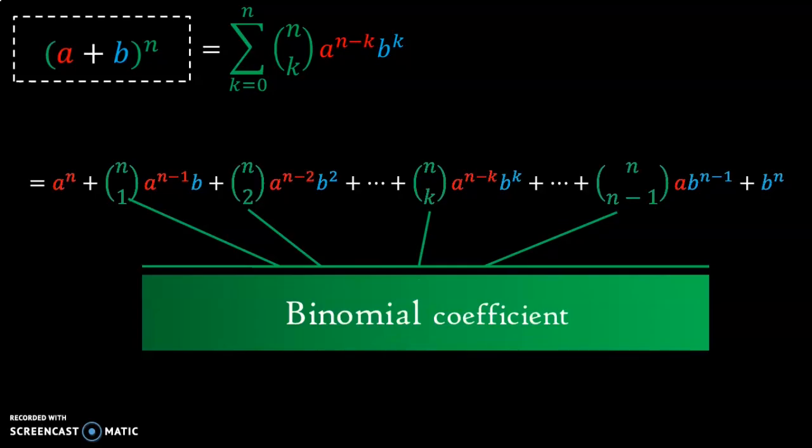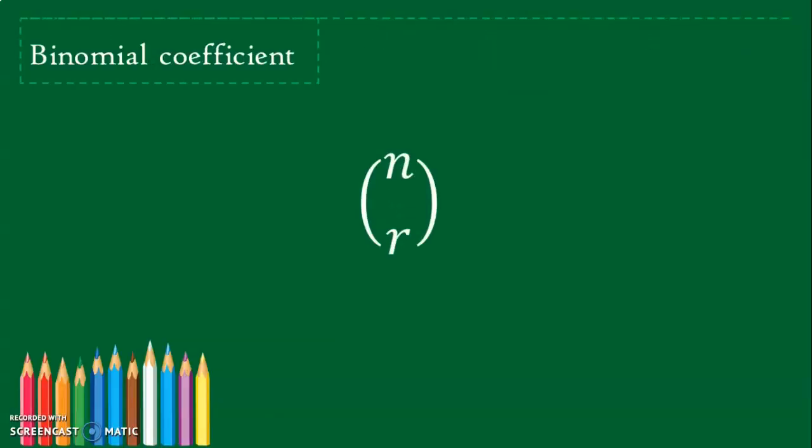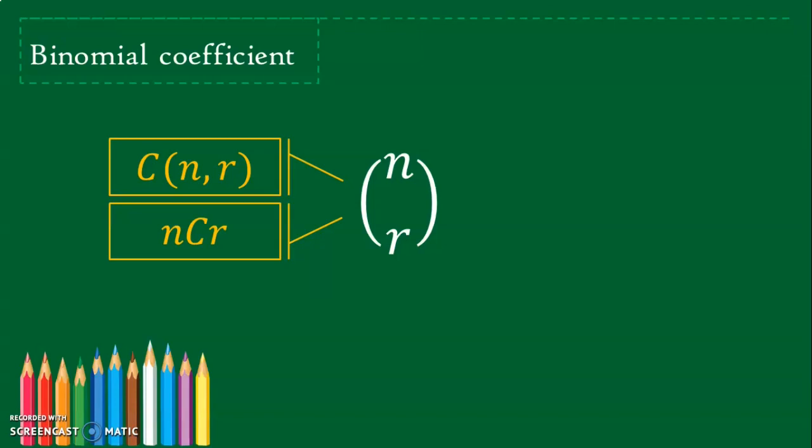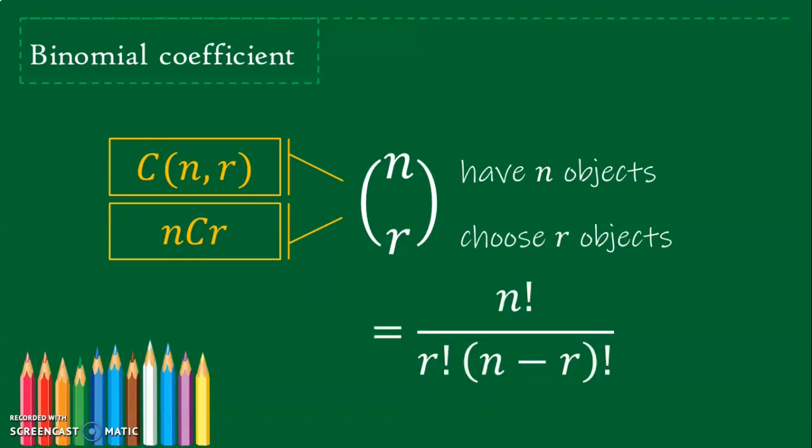What is the binomial coefficient? It is a way to calculate when we have a total number of things and we want to take some of them. Then we calculate the number of ways we can choose. It's a combination. So if we have n objects and we want to choose r objects, we can use the formula n factorial divided by r factorial times n minus r factorial to calculate how many ways we have to choose the r objects from the n objects.